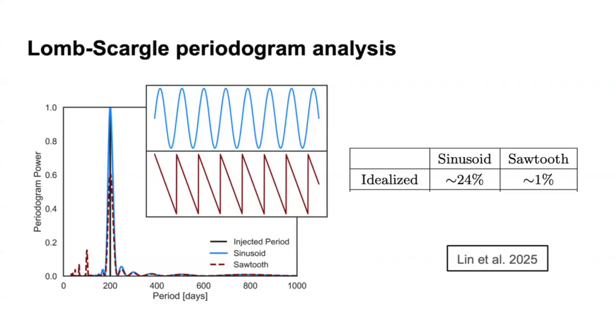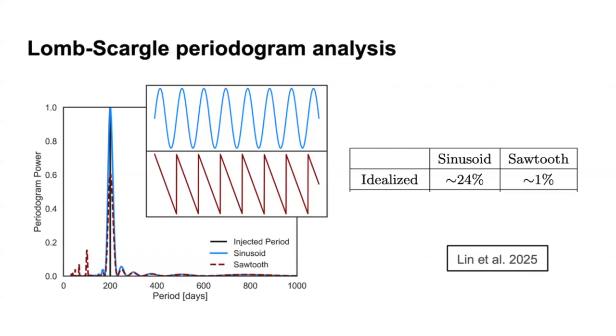In particular, recently, Lin et al. did a study on the efficiency of the Lomb-Scargle periodogram to find massive black hole binary light curves in presence of red noise. And what they found is that in an idealized case, so a light curve sampled for 3 years every day, only 24% of sinusoidal light curves are correctly retrieved, while concerning the sawtooth light curves, they retrieve only 1%.